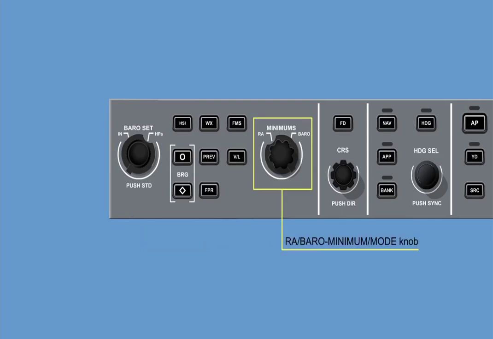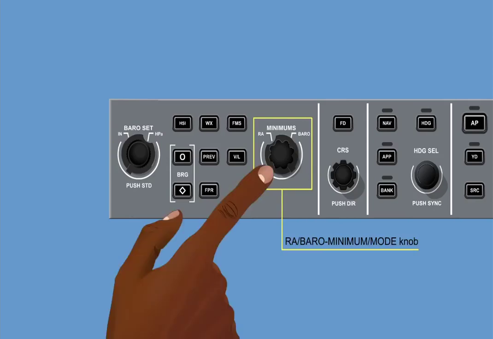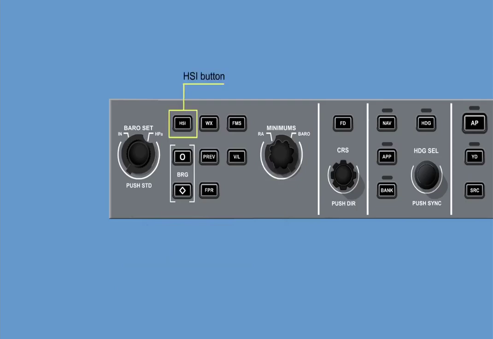The combined RA baro minimum mode knob has two functions. The outer knob selects the source, either barometric or from the radar altimeter system, and the inner knob, when turned clockwise, increases the decision height. The HSI button toggles between full HSI and partial compass arc displays. The WX button selects weather data for display. The FMS button selects FMS as the primary navigation source and toggles between FMS sources.